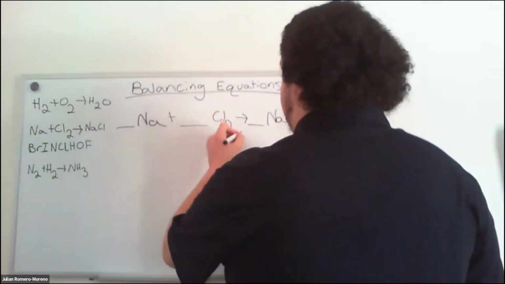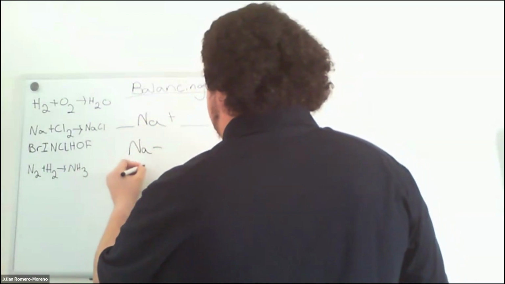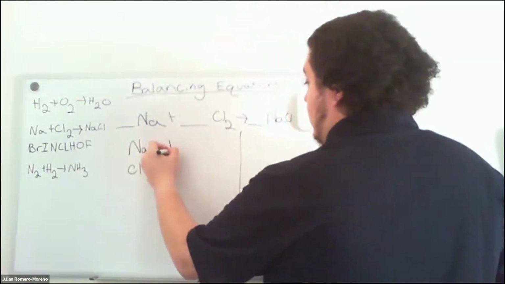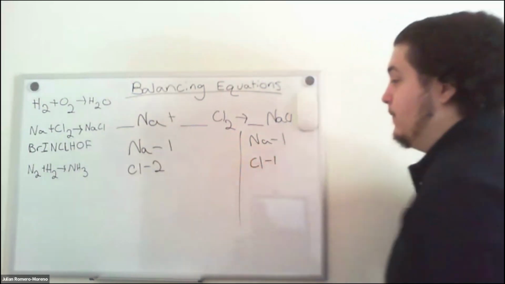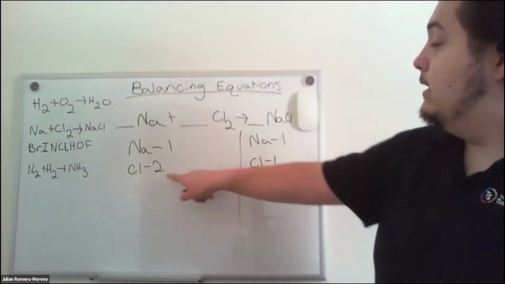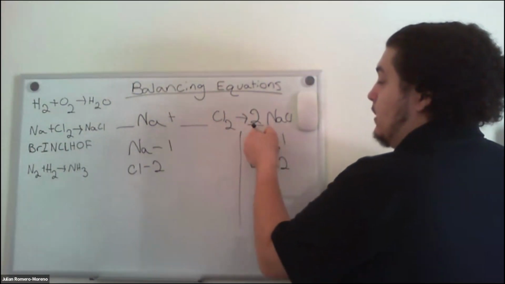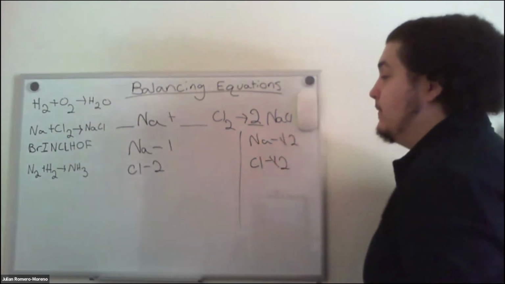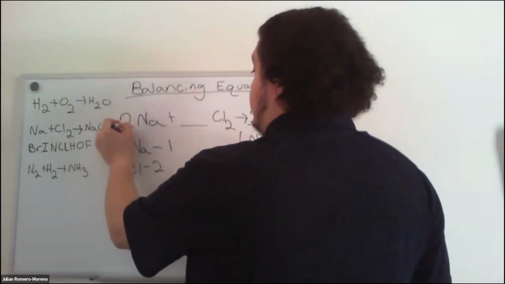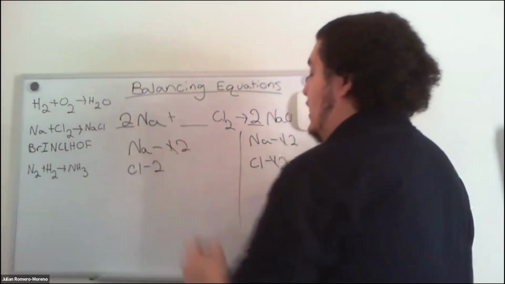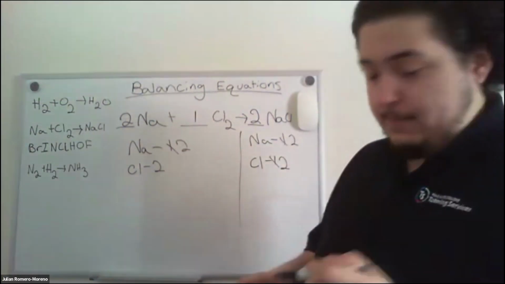Now let's do some quick balancing. So on this side we have an Na1, a Cl2. This side we have an Na1 and a Cl1. Now we want this to match them up, so we're going to make it 2. So this becomes 2, and this also becomes 2. Now we need the Na to match, so we're going to double this. So 2 Na, and look at that, 2 equals 2, 2 equals 2, 1, we're done.